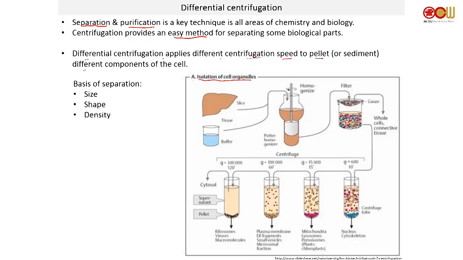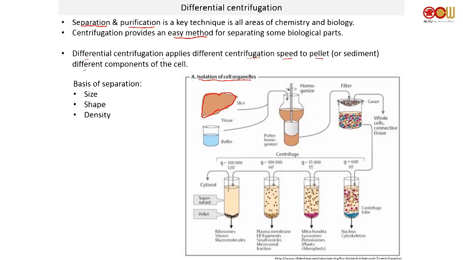Okay, and you're just like, okay, how do I get mitochondria out, right? So you can do this using differential centrifugation. What you have is a liver. That guy is a liver. And you got some buffer.